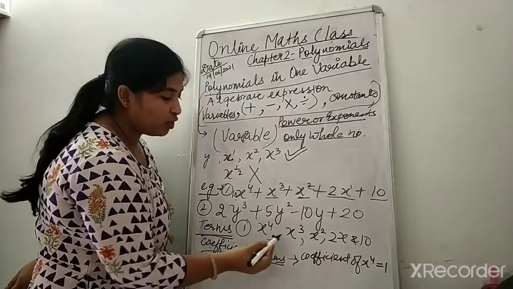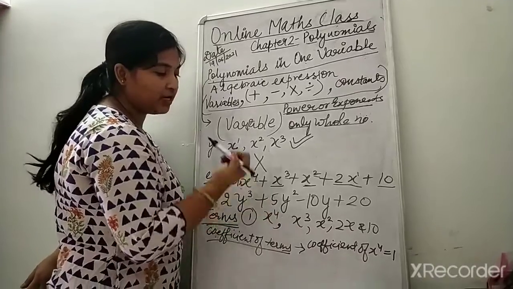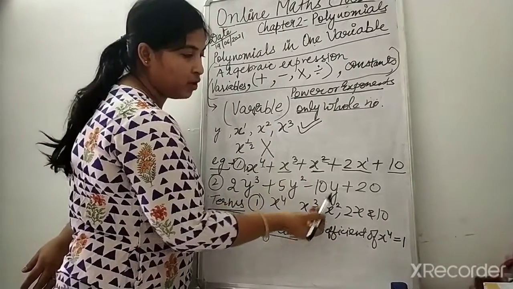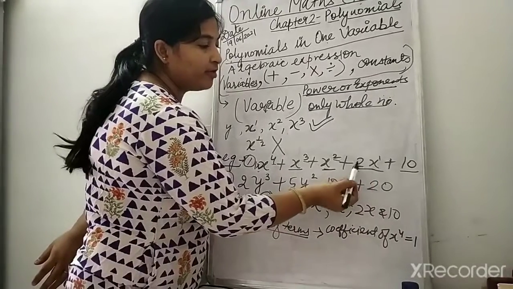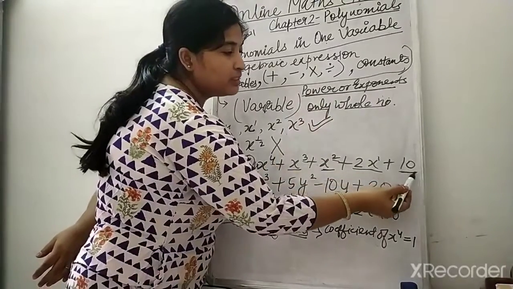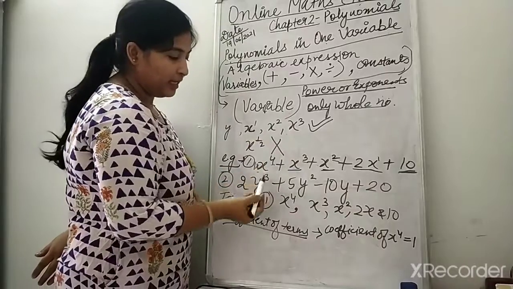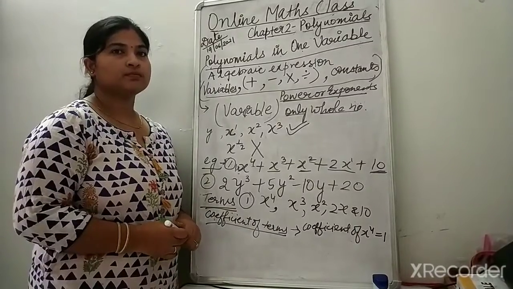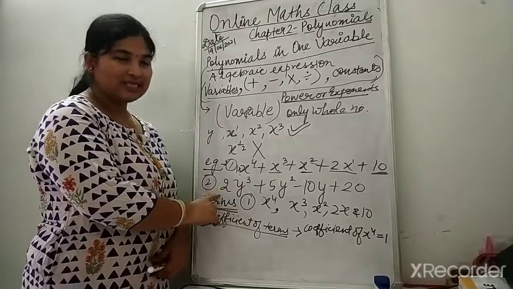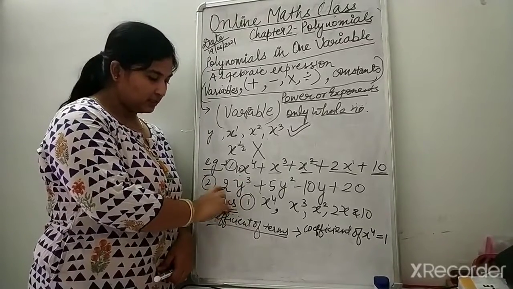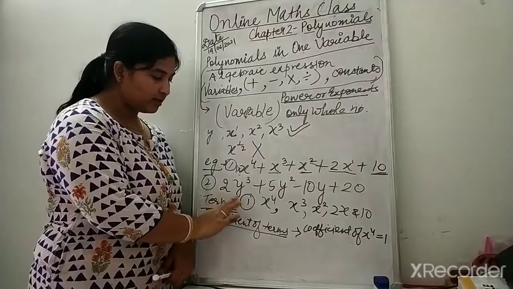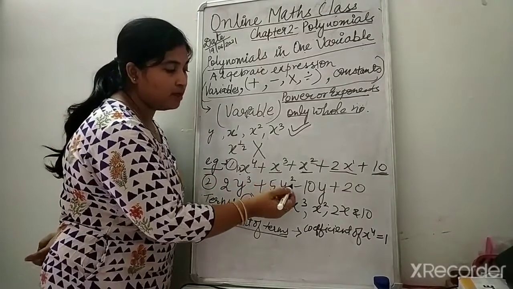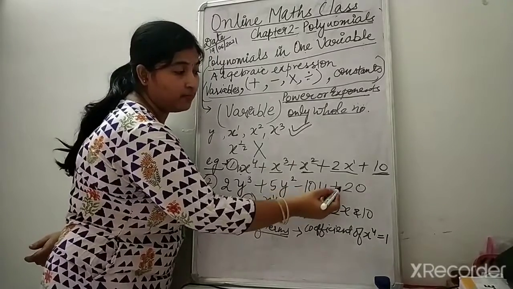Similarly, what is the coefficient of x to the power 3? Again 1. What is the coefficient of x to the power 2? Again 1. What is the coefficient of x to the power 1? 2. And what is the constant term? 10. Now in example 2, that is 2y cube, if I'm asking what are the terms, the terms will be 2y cube, 5y square, minus 10y, 20.